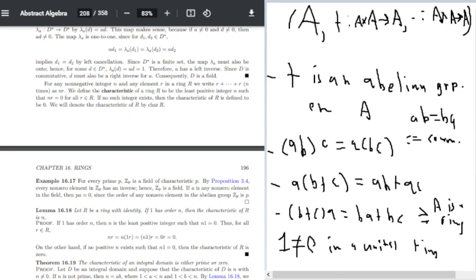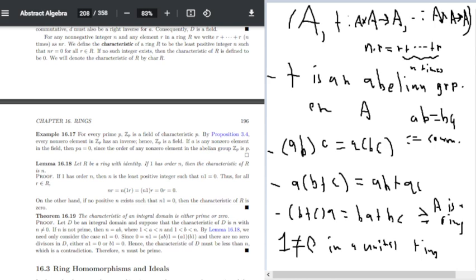From here, for any non-negative integer n and any element r in a ring, we write r plus and so on, n times r, as nr. Note that this is an action of Z on R.